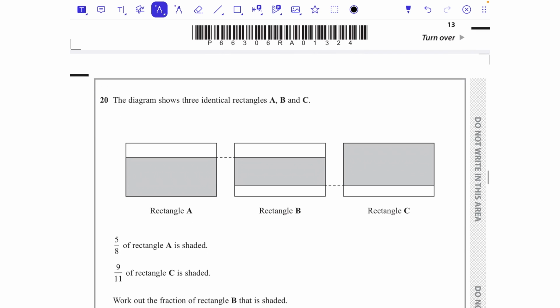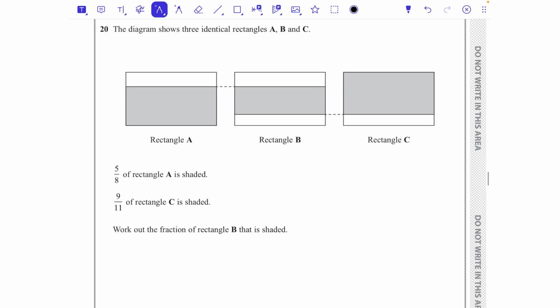Question number 20. Now, really tricky one this, and I did it a couple of different ways when I filmed this the other day. The diagram shows 3 identical rectangles, A, B, and C. 5/8 of A is shaded, so this is equal to 5/8. 9/11 of C is shaded. Work out the fraction of B that is shaded.